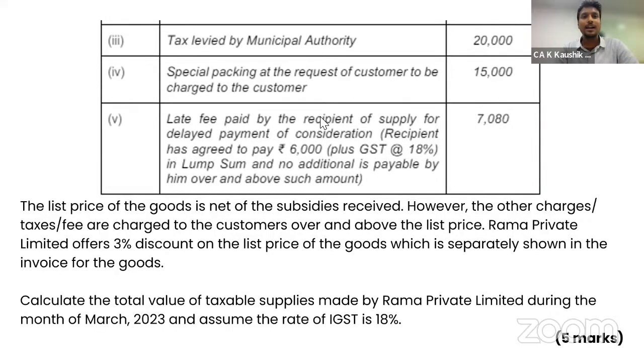Taxes paid to the municipal authority should be added. Special packing request should be added. And late fee paid is 7,080. This is inclusive of GST, so you need to bring it down and then add it. So let's quickly look into this.